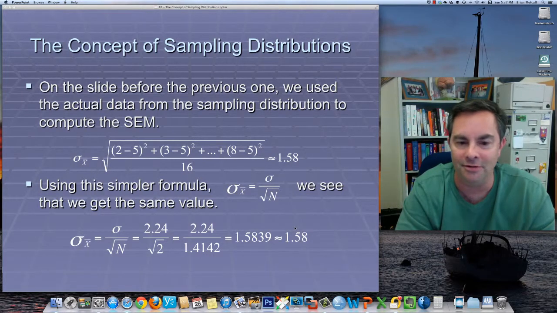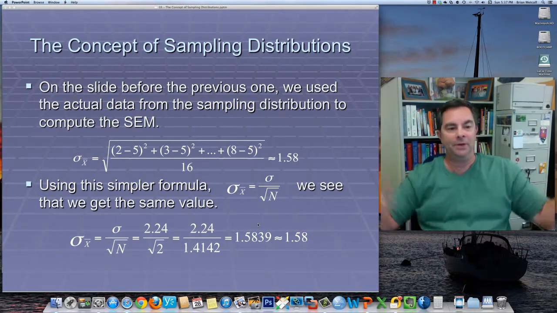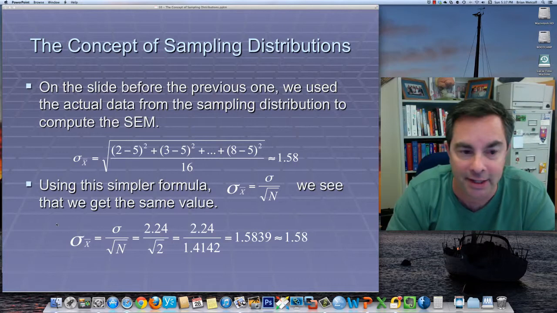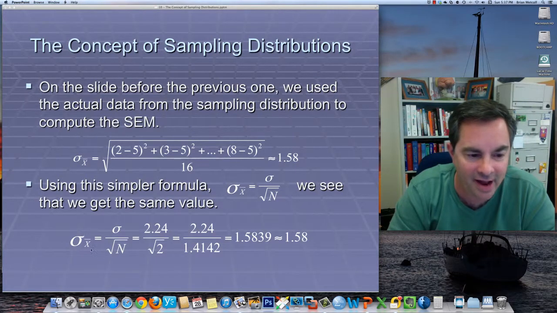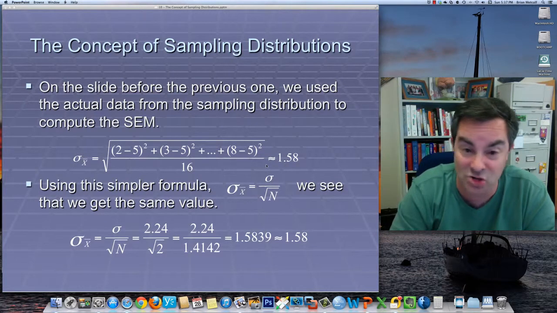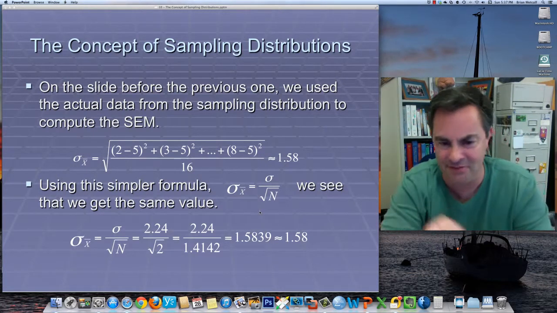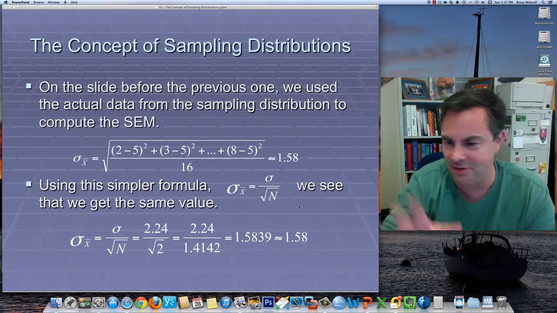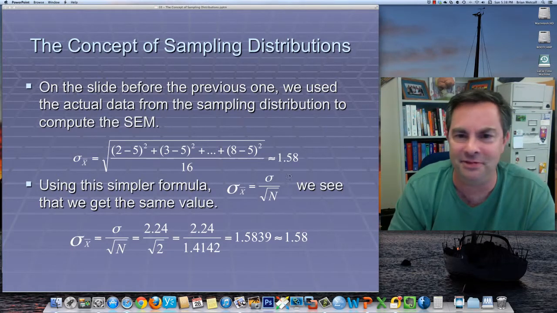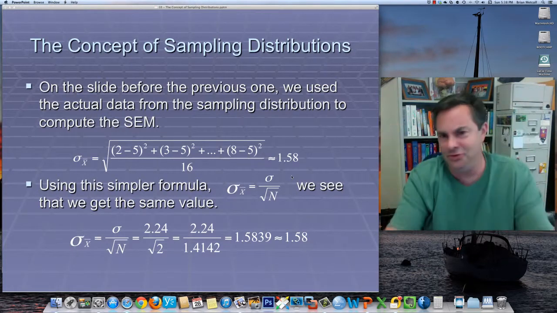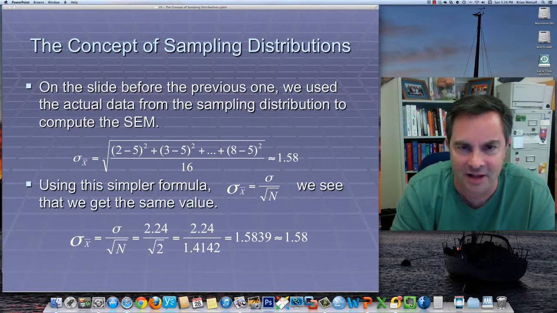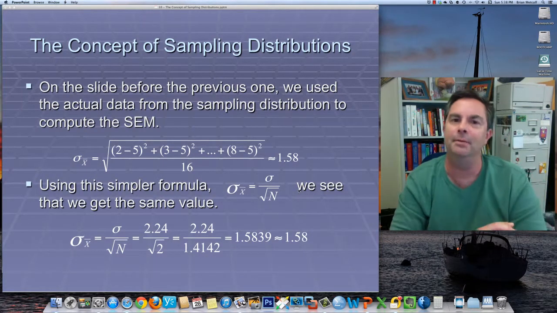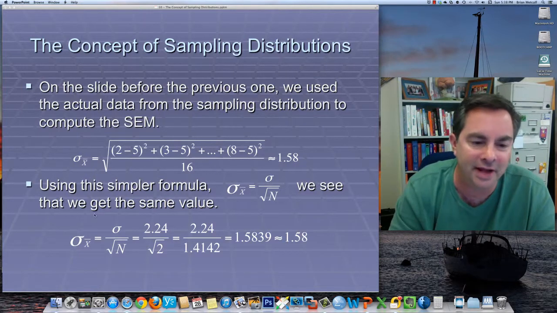1.58 equals 1.58. Brilliant! Proof is in the pudding. The standard error estimate formula is pretty close to a dead ringer. I mean, if you go out to several decimal places, it might be flaky, but to 2 decimal places of precision, it's exactly the same. It does an outstanding job of estimating what the standard error would be.